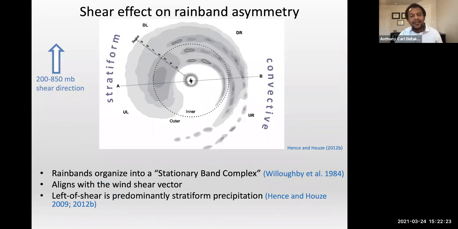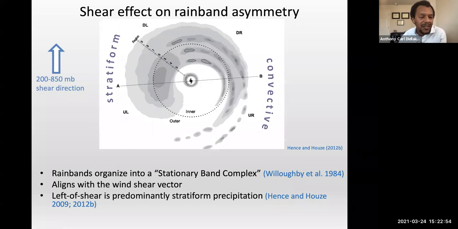All right, so to start up this part of the talk, I wanted to talk about how environmental wind shear impacts the rainband, specifically the rainband asymmetries that can occur. So when we say environmental wind shear, I'm talking about a deep layer wind shear, looking at the difference between the 200 to 850 millibar wind in the field out to, I'd say, 800 kilometers from the storm center.